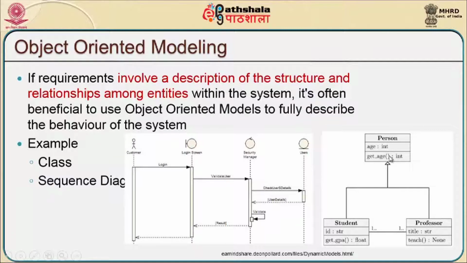Likewise, I have one other diagram which is called a class diagram, which involves a person whose age is an integer and get age returns an integer. These are inherited by either a student or a professor, who has a relationship like 1 to 1. These kinds of representations give us a lot of comfort, representing the relationship between two different entities. Thereby we can clearly describe the behavior of the system. This way of projecting is called UML, which is Unified Modeling Language.